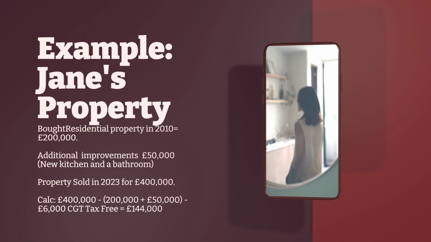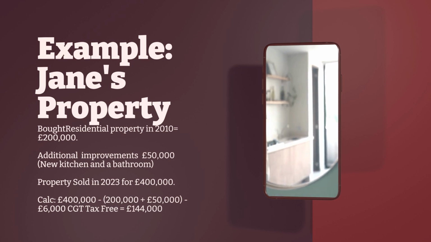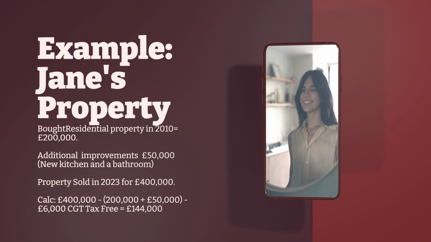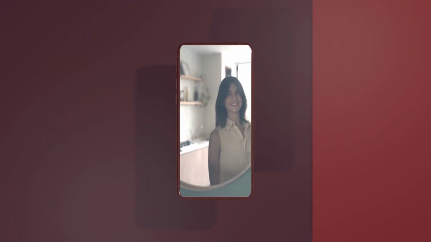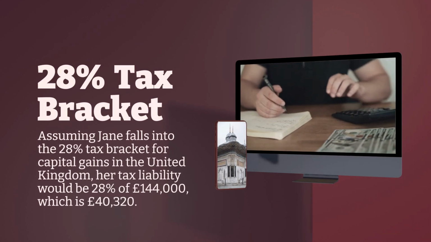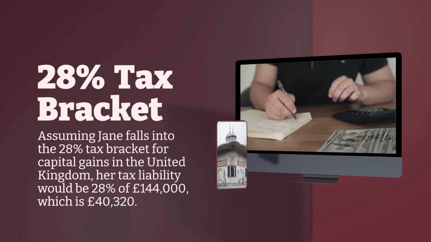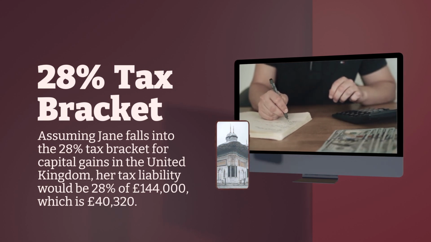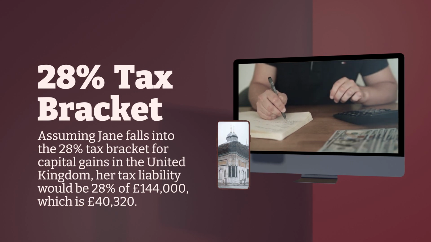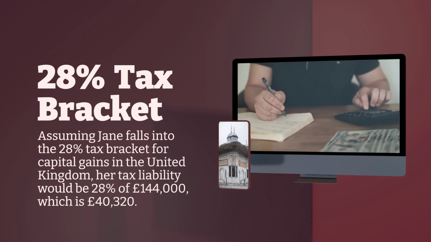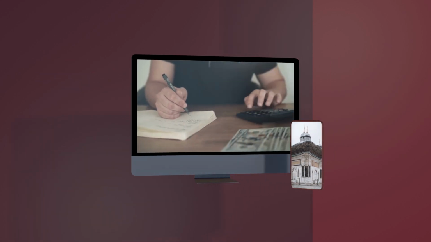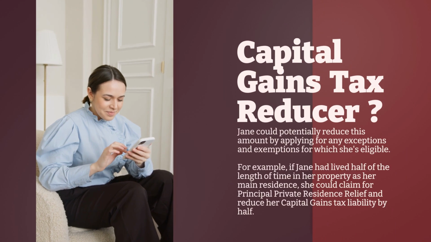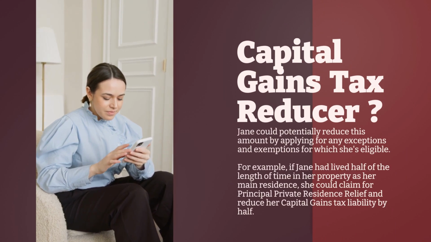£50,000. Now minus the annual exemption allowance of £6,000 gives taxable gains of £144,000. This is the amount on which Jane would have to pay capital gains tax, assuming Jane is a higher rate taxpayer and all her capital gains fall into the 28% tax bracket. Her capital gains tax would be calculated as 28% of her chargeable gains of £144,000, which generates a capital gains tax liability for Jane of £40,320. However, Jane could potentially reduce her capital gains tax liability by applying for any exemptions for which she's eligible.